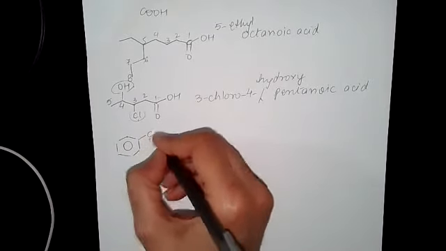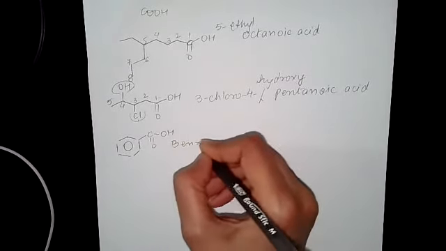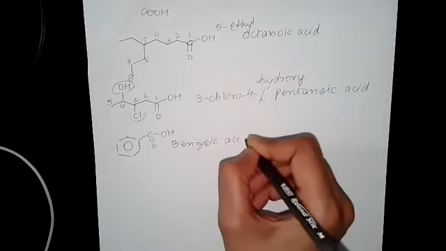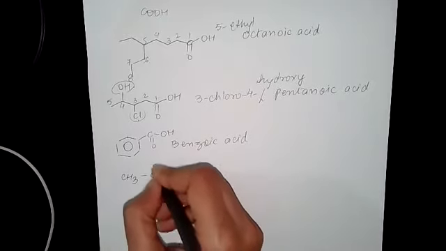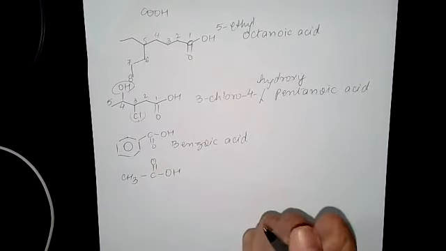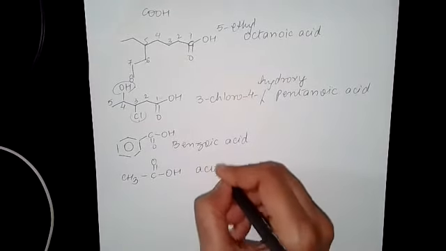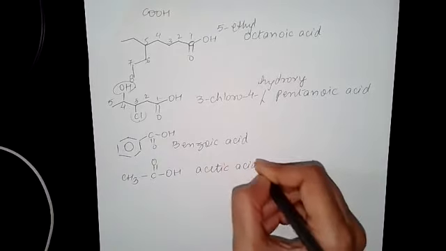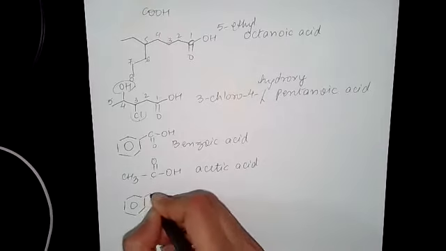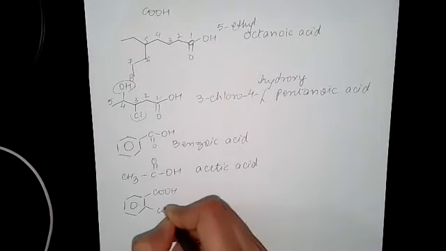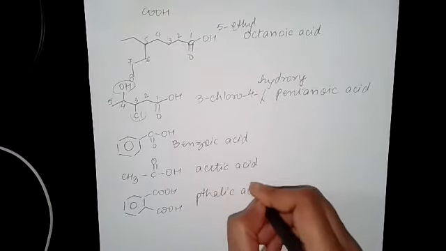There are some compounds which will have common names also. For example, when you have a carboxylic acid on a benzene ring, we call it a benzoic acid. And the most common carboxylic acid that we see is with these 2 carbons, known as acetic acid. Then we have phthalic acid, and so on and so forth.